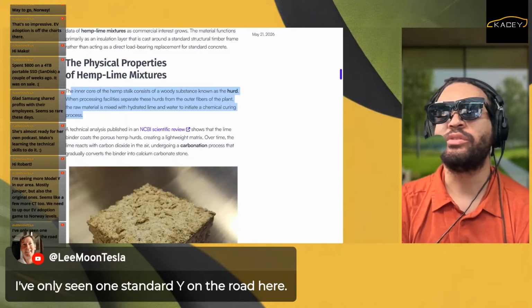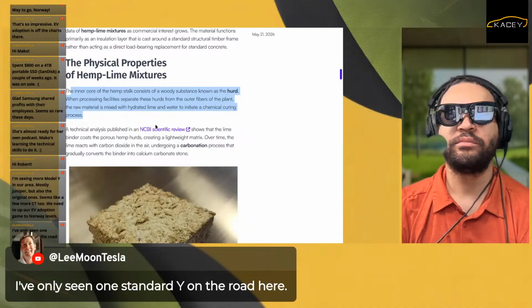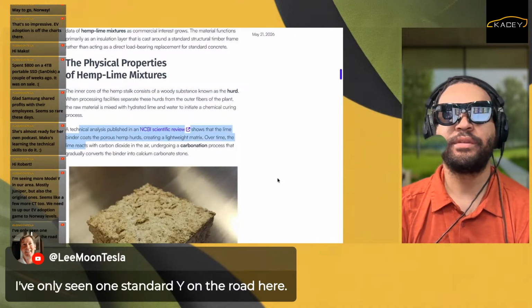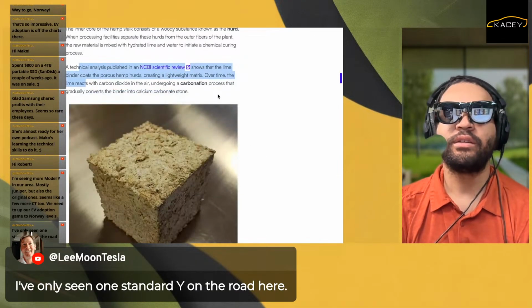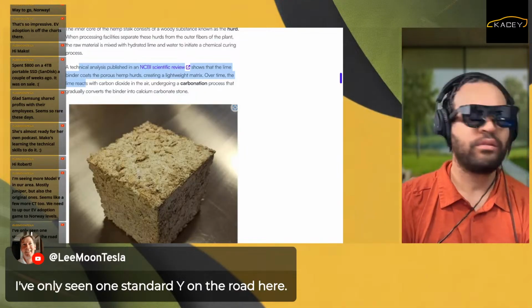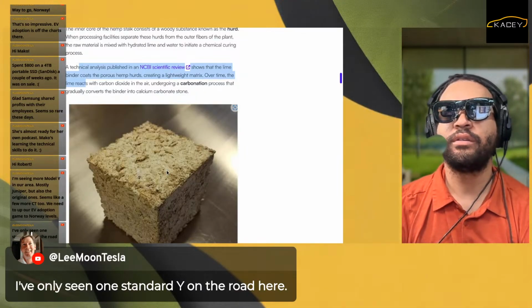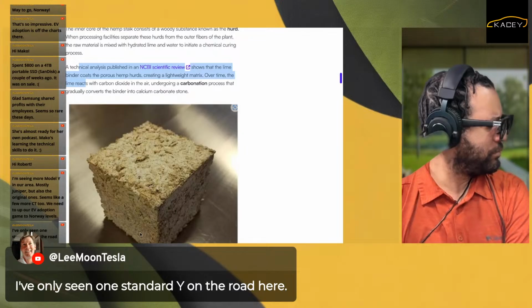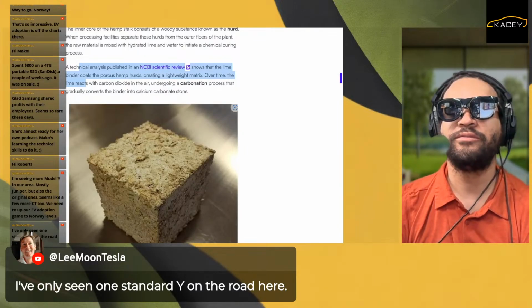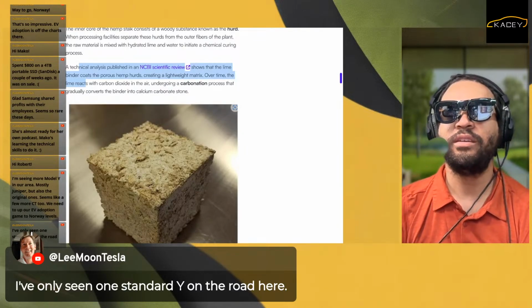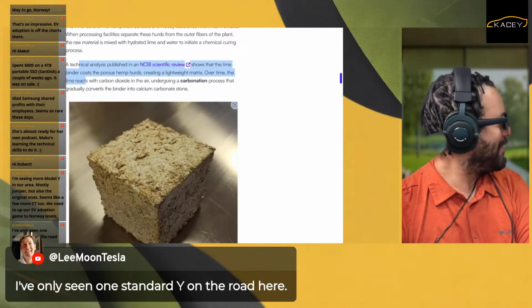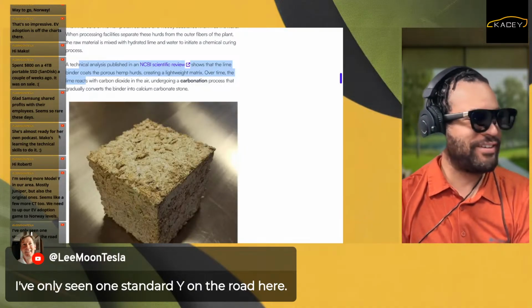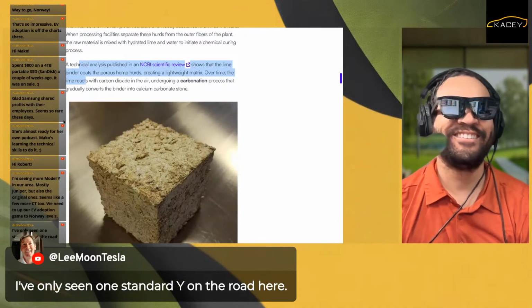The one they did focus on was straw out of all the crops. Technical analysis published in the NCBI scientific review, sorry. I don't know what they're doing over there. Oh, you're making something with your toy pot? All right. Yeah.